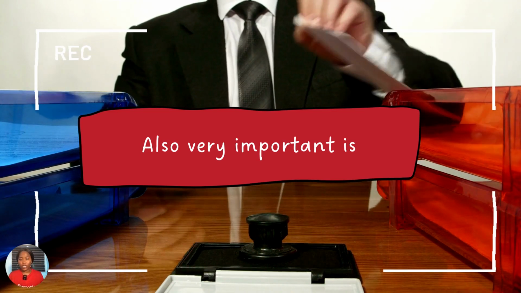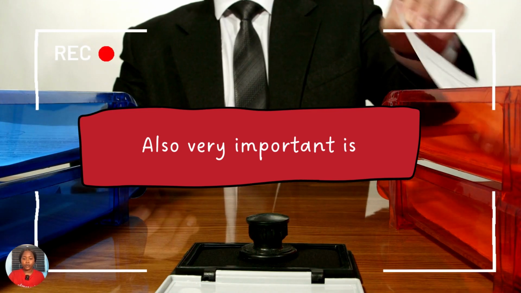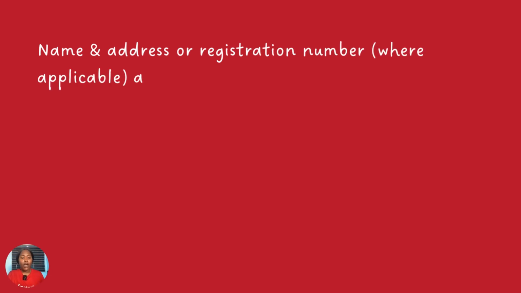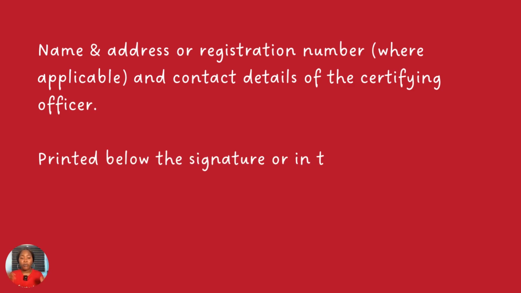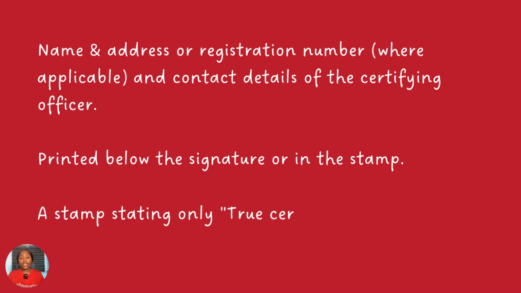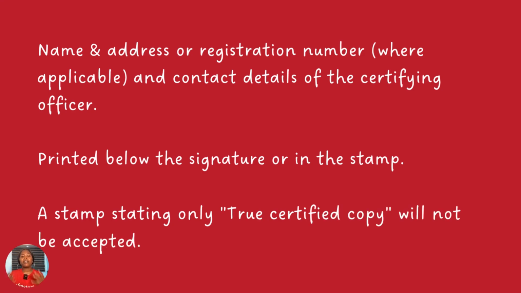Also, another very important thing is that on each copy, I said each copy, the name and address, or registration number where applicable, and the contact details of the certifying officer must be included. So beyond just a stamp of a certified true copy, you also want the full name of the person that is stamping it written on it, their contact details, and their address, because the admissions body might want to contact them. So you want their details to be included. Now, these details must be printed below the signature, I said below the signature or in the stamp.